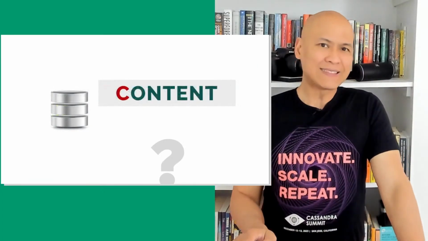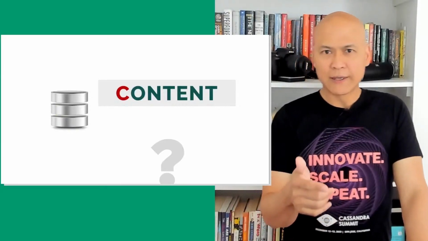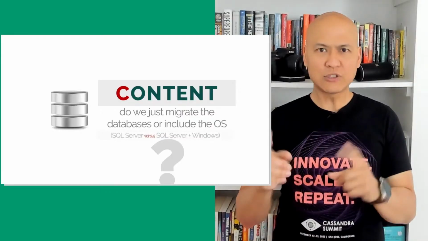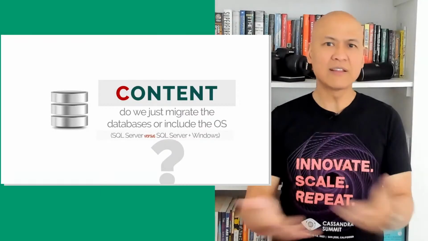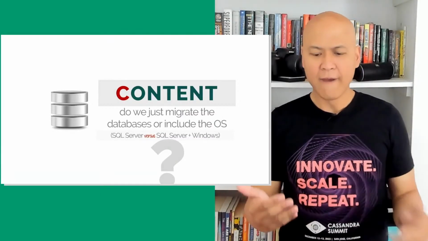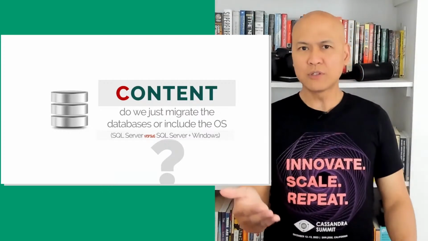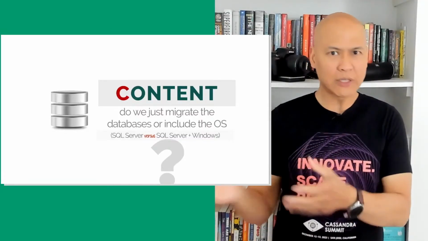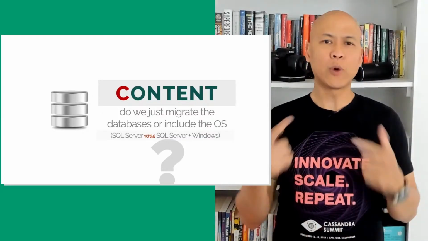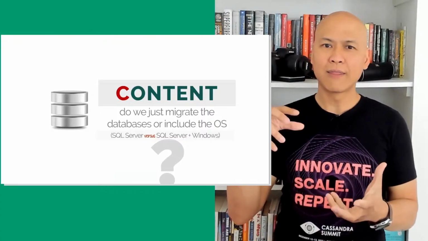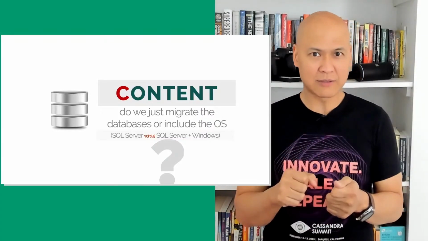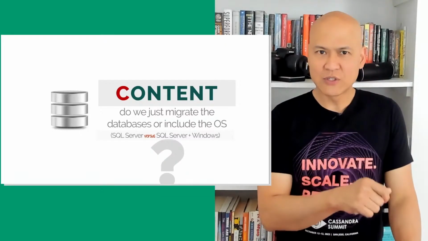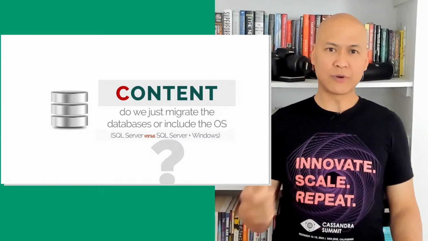Okay. Next is content, or C. What content are we looking at here? We're looking at not just the database, but anything that surrounds the database. For most of the time when we look at migration and upgrade, we just migrate the database. That's the content that we're looking at. The way I look at it, it's anything that involves running your database, that includes your SQL Server instance and the Windows Server operating system.